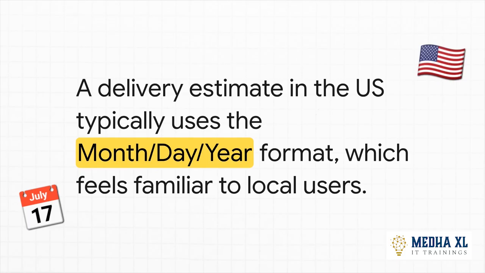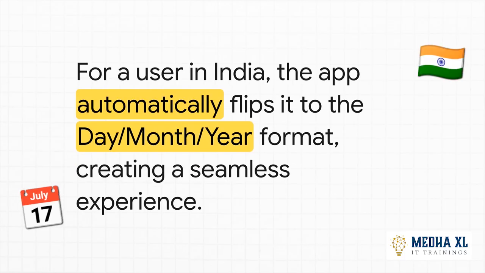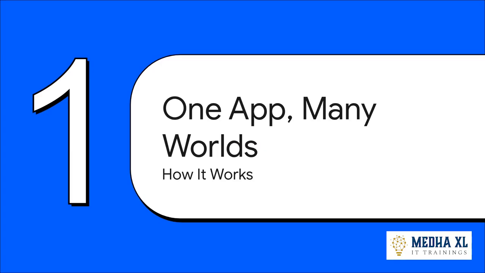And hey, it's not just about money. Think about dates. A delivery estimate in the US would probably look like this: month, then day, then year. Pretty standard there. But for that same user in India, or honestly in most of the world, the app automatically flips it to the format they expect: day, then month, then year. It's these tiny automatic adjustments that make an experience feel truly natural instead of awkward. So yeah, this amazing adaptation is no accident. It's actually the result of a really powerful partnership between two core ideas in software design. One of them you can see, and the other is completely invisible.